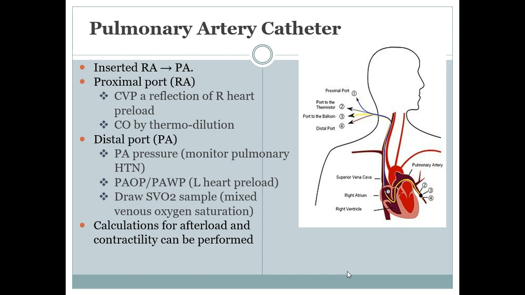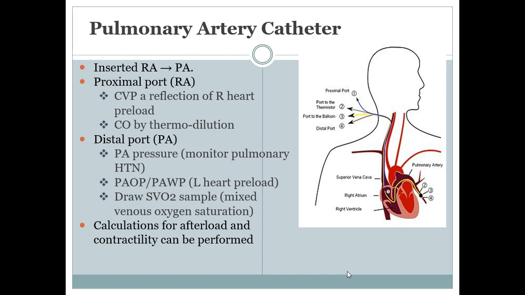So again, the pulmonary artery catheter is inserted through the right atrium into the pulmonary artery, which you can see in the image. It has two ports, a proximal port for the right atrium and a distal port for the pulmonary artery. The proximal port of the right atrium provides the measurements for CVP. Remember, our central venous pressure, which is a reflection of the right heart's preload, tells us if they're in fluid overload or if they're in fluid deprivation. And then cardiac output can be measured by thermodilution too, with that proximal port.